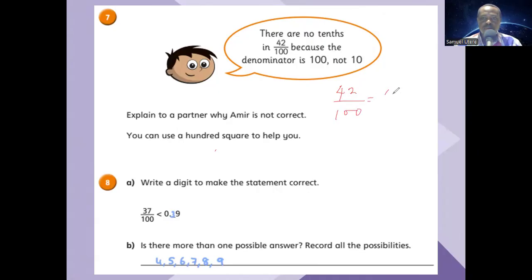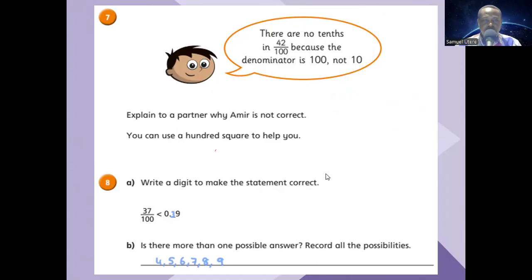is made up of 40 hundredths plus 2 hundredths. Now remember, 40 hundredths is the same thing as 4 tenths. Okay, so there are tenths in 42 hundredths. All right, so you could use a bar model to represent this. You know, a point for discussion with someone you're studying with, your parent or with a partner you're studying with.